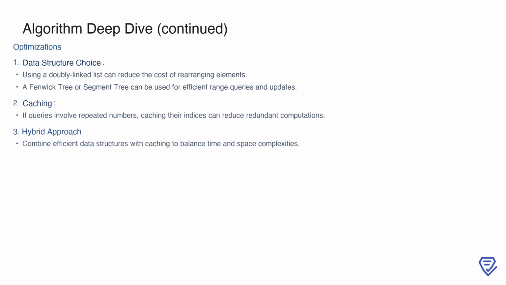Another optimization involves caching. If the queries contain repeated numbers, caching their indices can help avoid redundant computations, speeding up the process. A hybrid approach, which combines efficient data structures with caching, can strike a balance between time and space complexities, making the algorithm more suitable for handling larger input sizes.